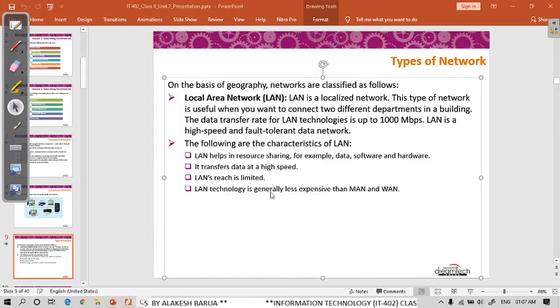LAN's technology is generally less expensive than MAN and WAN. You'll get to know what a MAN and a WAN are, but LAN's technology, that means the things used while creating a local area network, is less expensive than a metropolitan area network or a wide area network.